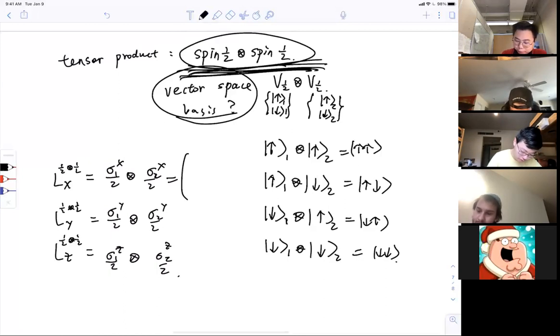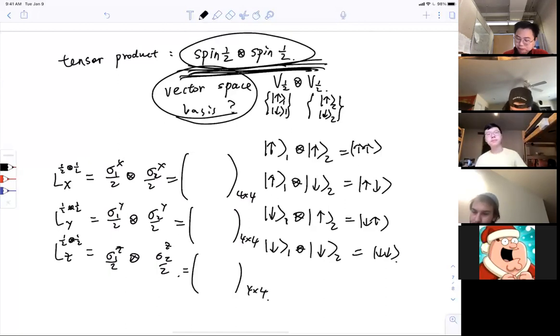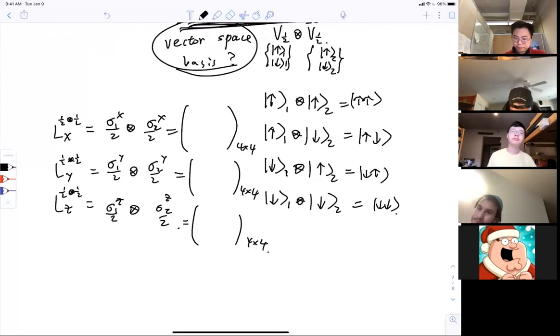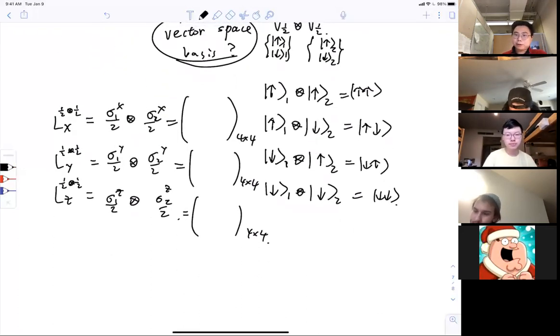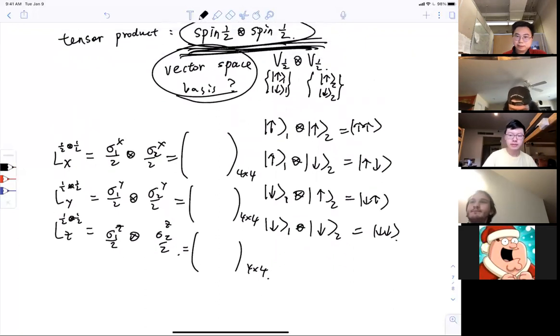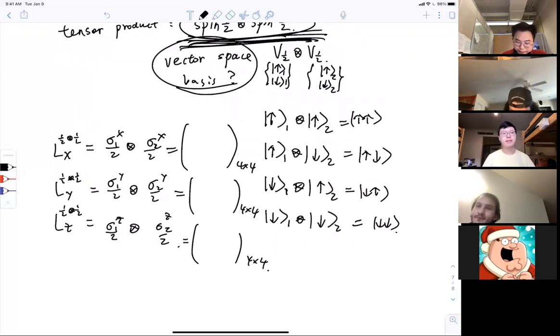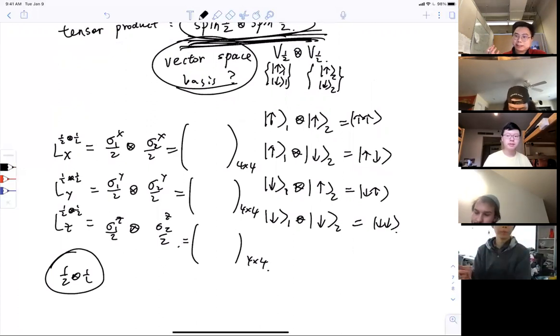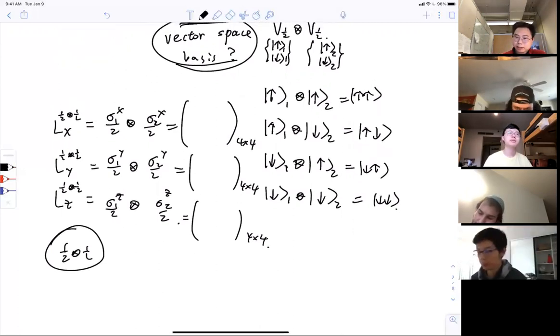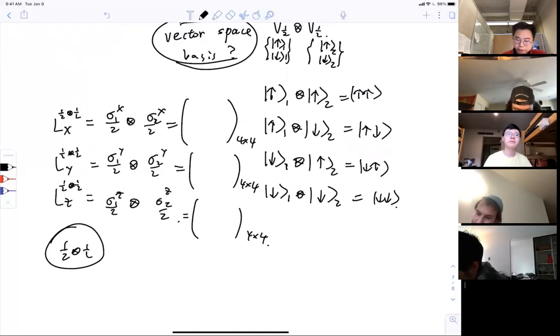So it's a 4x4 matrix, right? And now the point is this representation, this is also a representation. This representation is reducible. Reducible, I mean by changing the basis, I can block diagonalize my generators.